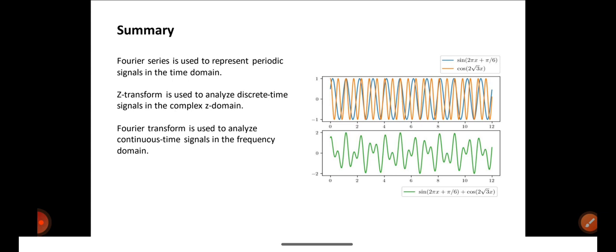Summary. Fourier series is used to represent periodic signals in the time domain. Z transform is used to analyze discrete time signals in the complex Z domain. Fourier transform is used to analyze continuous time signals in the frequency domain.